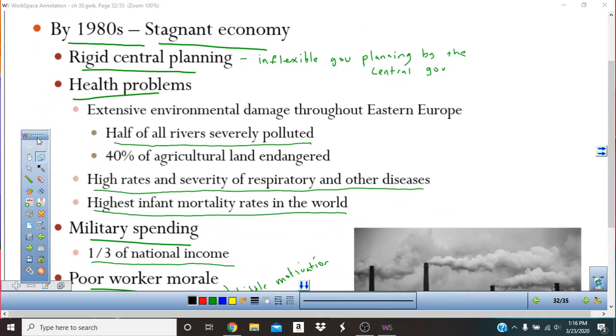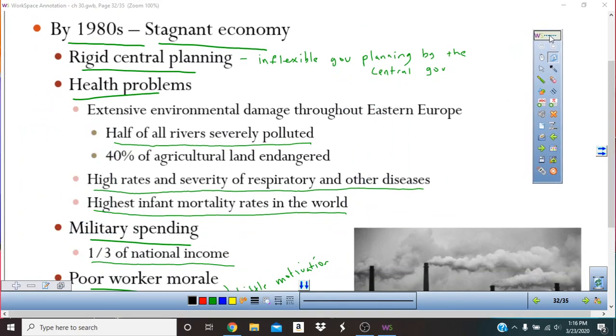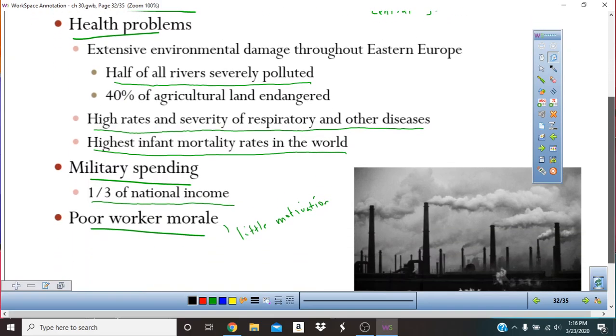1980s, the economy of Soviet Union is stagnant. There's health problems. Rivers are going to be polluted. They have the highest infant mortality rates in the world. Military spending is 1/3 of the national income, and worker morale is very, very low. People are not motivated to get up and get to work.